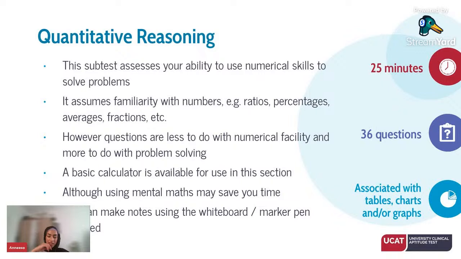So quantitative reasoning, that is 36 questions that you have to answer in 25 minutes. It's associated with tables, graphs, or charts. This essentially assesses your ability to use numerical skills to solve problems. You'll need to be familiar with ratios, percentages, averages, and fractions. So a basic knowledge of GCSE maths. You don't have to be the best at maths, but if you do struggle with it, then it might be worth having a read of a GCSE revision guide in relation to ratios and percentages, for example.